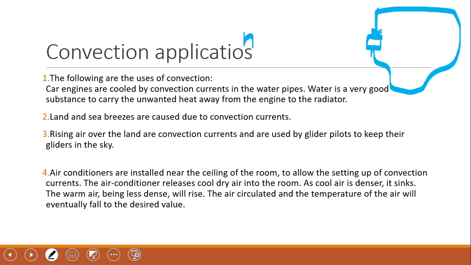As it says, to allow the setting up of convection currents, the air conditioner releases cool, dry air into the room. As cool air is denser, it sinks. The warm air, being less dense, rises. The air circulates around the room, and the temperature of the air will eventually fall to the desired value. Similarly, when this whole process of hot air rising and the cold air sinking continues, the difference between their temperatures becomes very, very minimal, there is a state of equilibrium that forms in the room, and the temperature of the room is at a stable point.